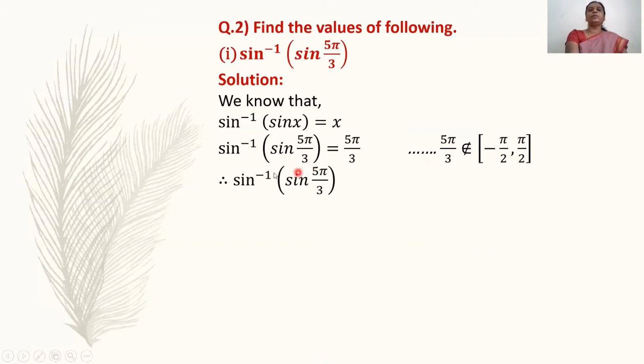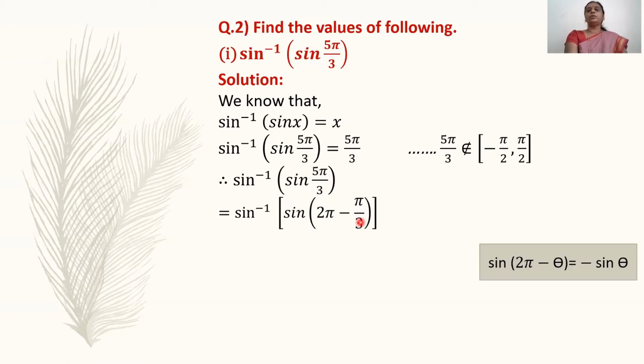Now write down this equation, given equation sine inverse sine 5 pi by 3 as it is. Now this angle 5 pi by 3 can be written as 2 pi minus pi by 3. See this 6 pi minus pi, 5 pi. Therefore, I am rewriting this 5 pi by 3 as 2 pi minus pi by 3. And I know the formula from allied angle table, that is sine 2 pi minus theta is equal to minus sine theta. Therefore, in the next step, for this sine 2 pi minus theta, I will keep minus sine pi by 3.